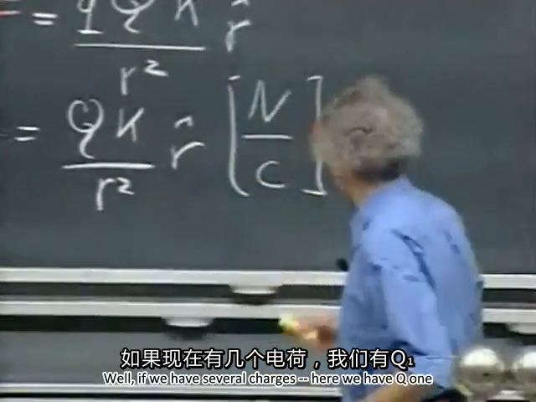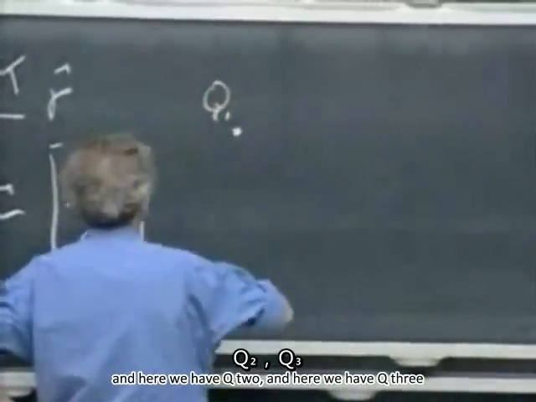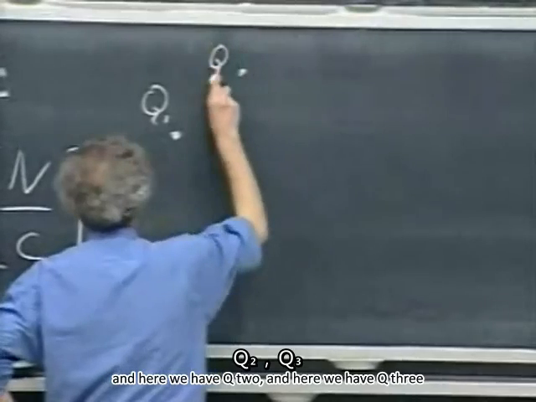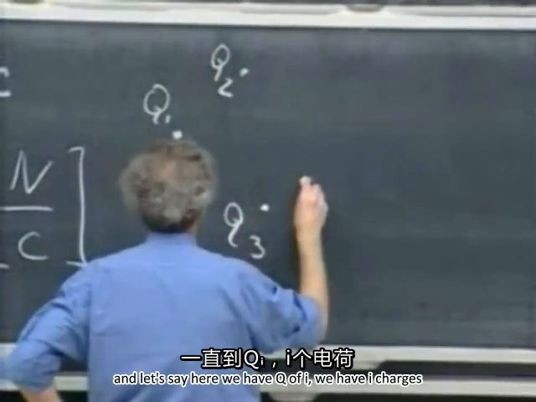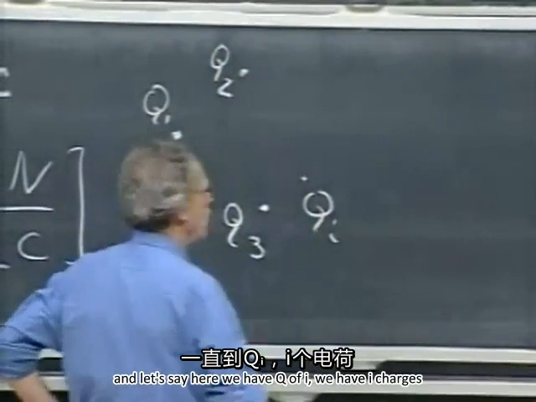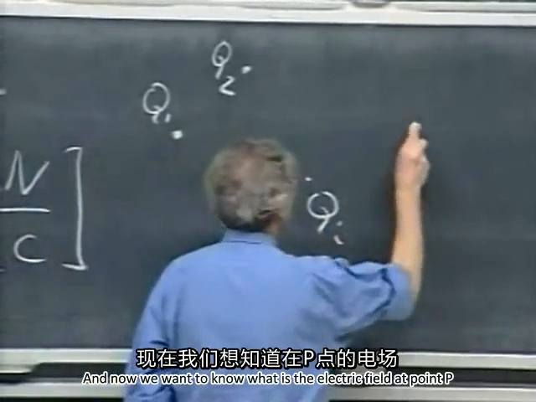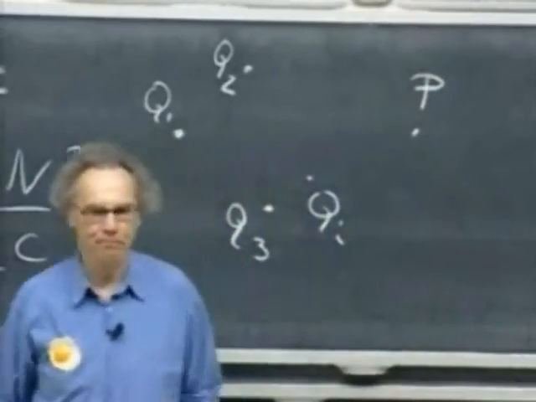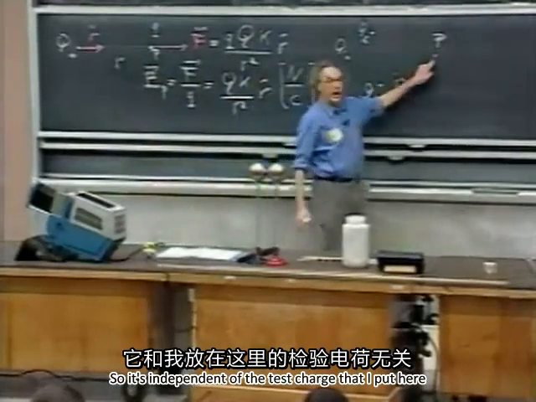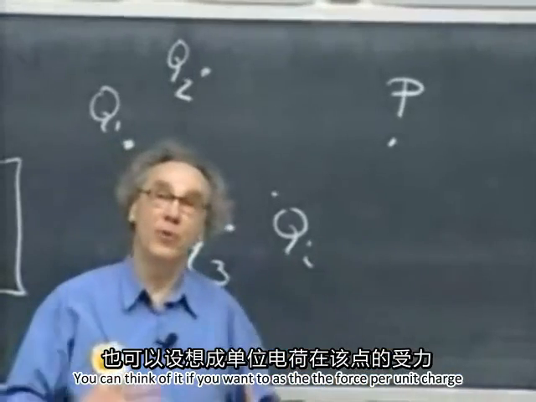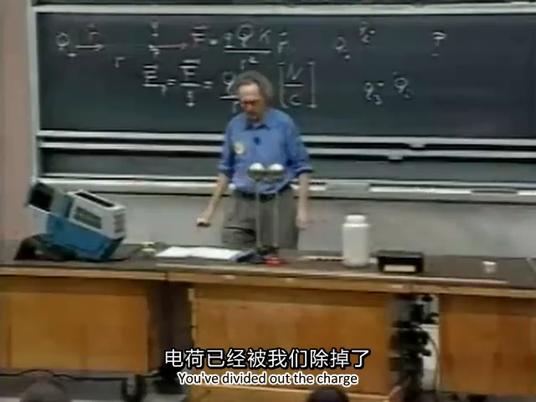Well, if we have several charges, here we have Q1, and here we have Q2, and here we have Q3, and let's say here we have Qi, we have i charges. And now we want to know what is the electric field at point P. So it's independent of the test charge that I put here. You can think of it, if you want to, as the force per unit charge. You've divided out the charge.